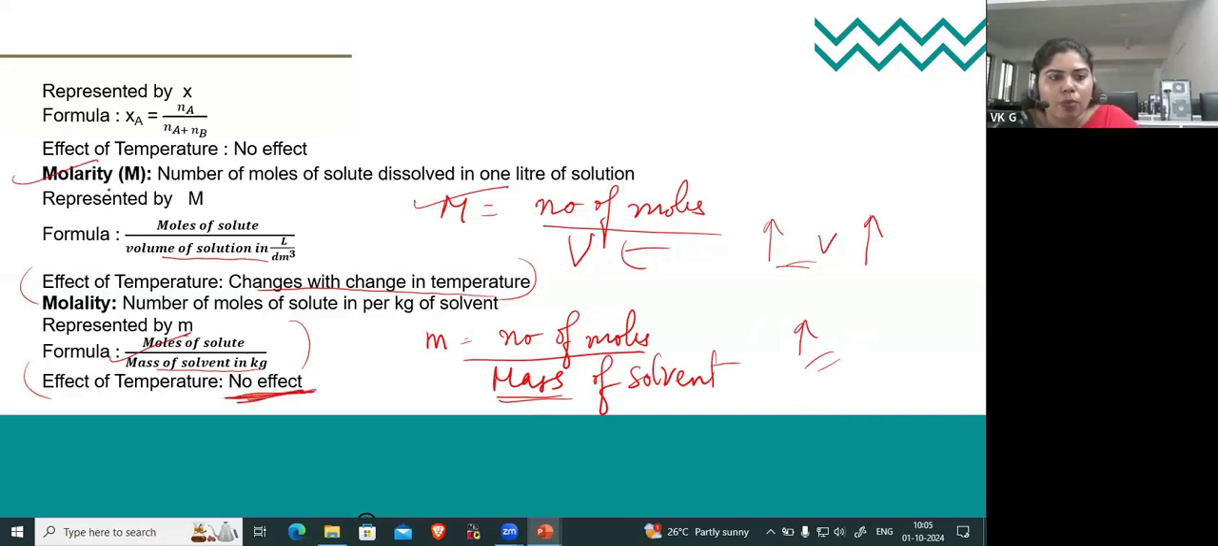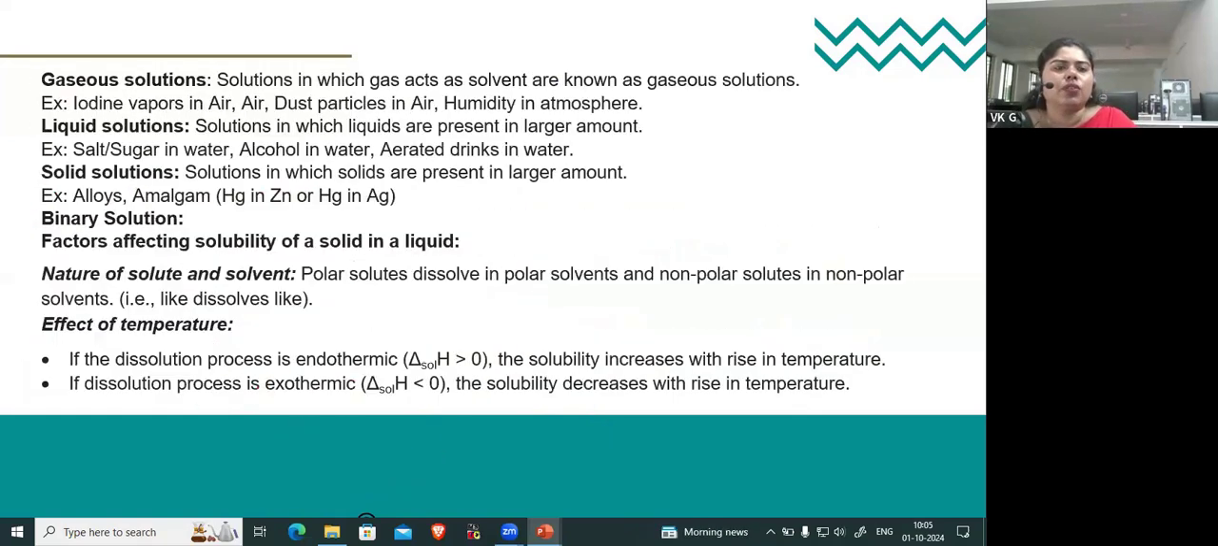Molality has no effect. Molarity changes with respect to temperature. That is one thing you have to remember. Okay. Next, you went to the types of solutions, which you have already discussed.